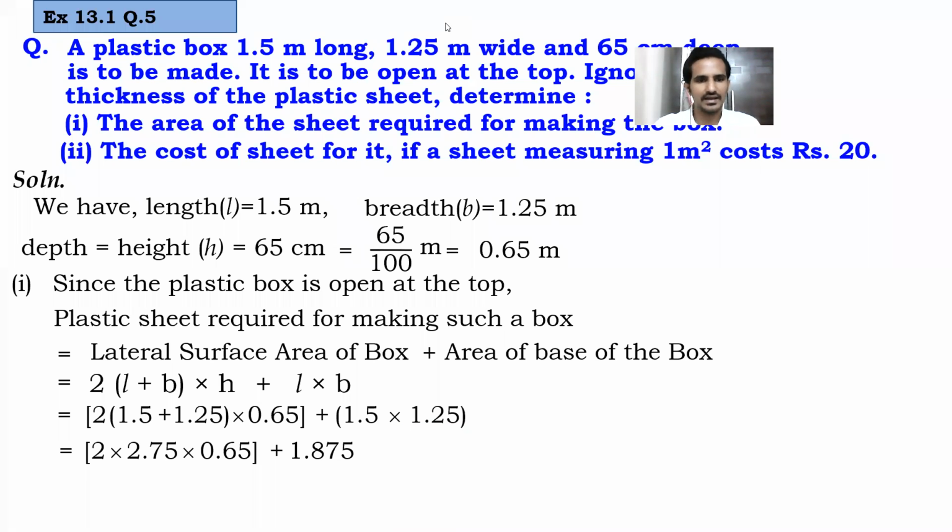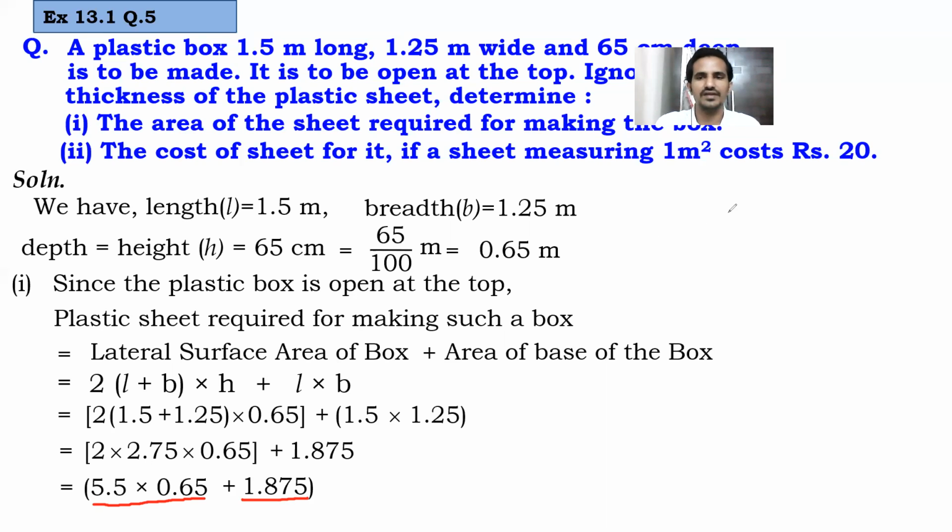Now the bracket inside, 2 into 2.75, will be easy. 2 into 2.75 will be 5.5. Okay, 5.5 into 0.65, and then we add 1.875. So first thing, do this working. 5.5 into 0.65, and then we will add 1.875.